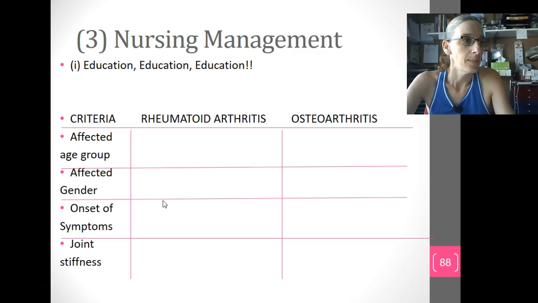But there is a table 63.1 on page 1089 that could really help you with this. Good posture can also alleviate added stress to the joints, and drug therapy and ADLs.